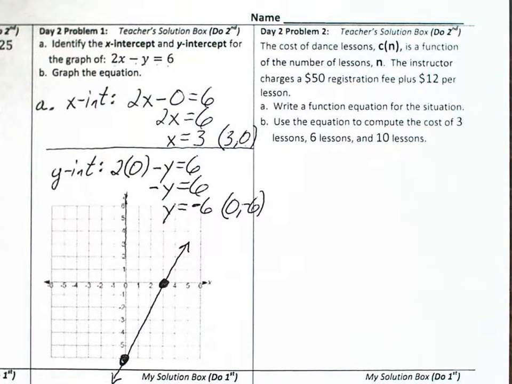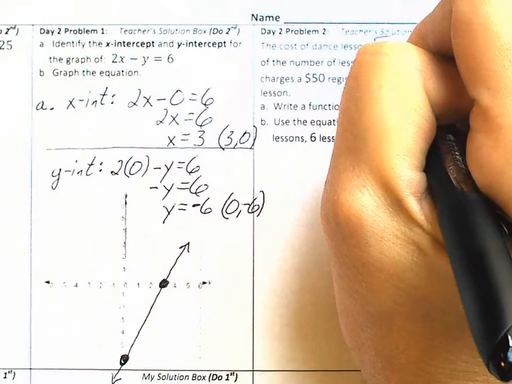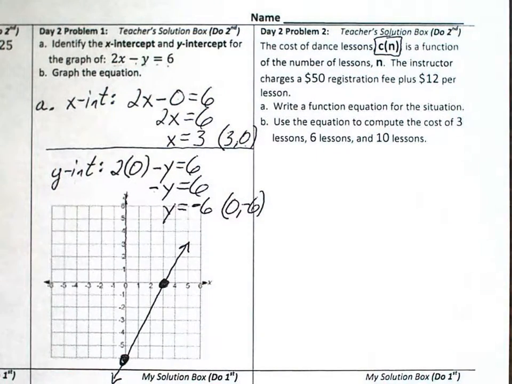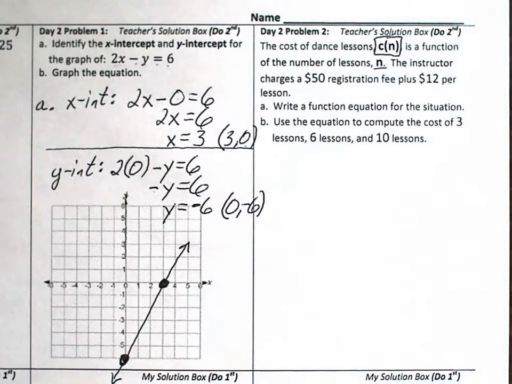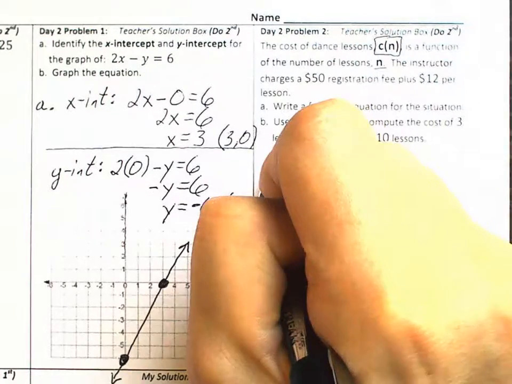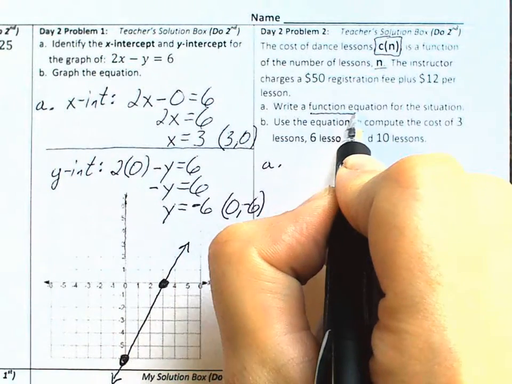Now, day 2, problem 2. The cost of dance lessons, C of n, is a function of the number of lessons, n. The instructor charges a $50 registration fee plus $12 per lesson. Question A. Write a function equation for the situation.